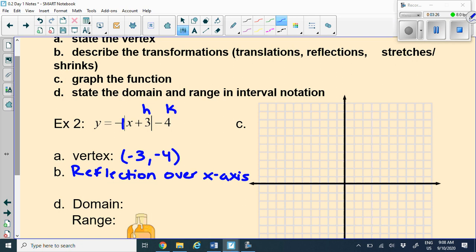Okay, so when you do this, I would say always write the reflection if there is one first, so you can say over the x-axis. If you do not do that and you go out of order, then you're not reflecting correctly.